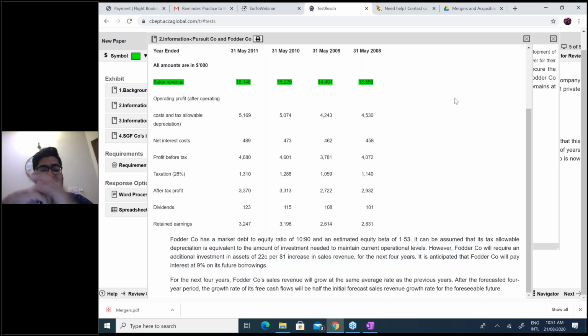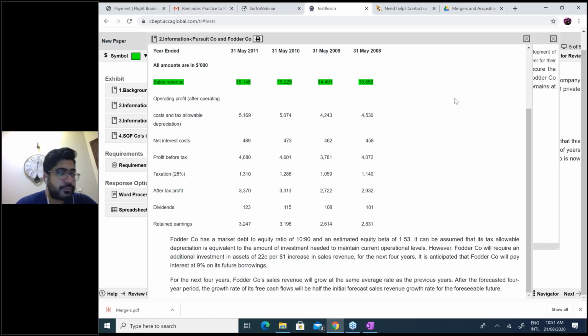So can you check the revenue growth rate of previous years through this revenue data? Yes. The question states that for the next 4 years, Fodder's revenue will grow at the same rate as previous years. We have 4-year data, so just randomly check the growth rate of previous years. From 2008 to 9, revenue went from 13559 to 14491. You can just take the difference and convert it into a percentage. The growth rate is 6%.